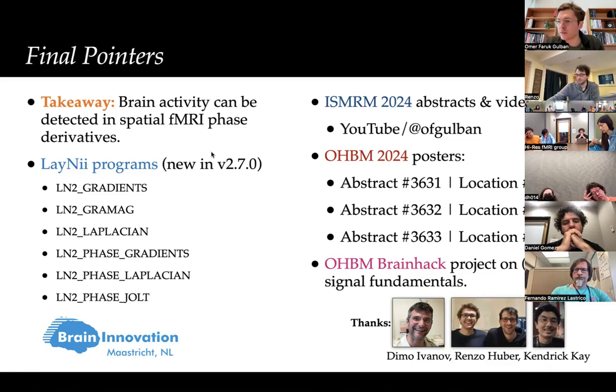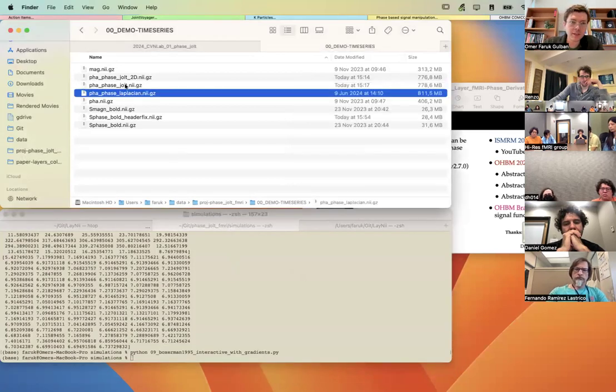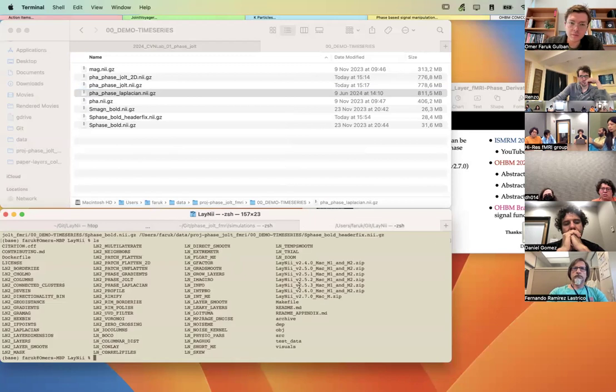Just to end on a practical note, today, a couple of hours ago, I published a new LayNii version. We will compile it for Linux and old Mac versions in the following hours with Renzo. There are a bunch of new programs there: LN2_GRADIENTS, GRAMAG, and the phase programs, LN2_PHASE_LAPLACIAN, for instance. I want to show you that if you have some phase data and want to look at your phase Laplacian or phase jolt time series and GLM results, you can do it by doing the following.